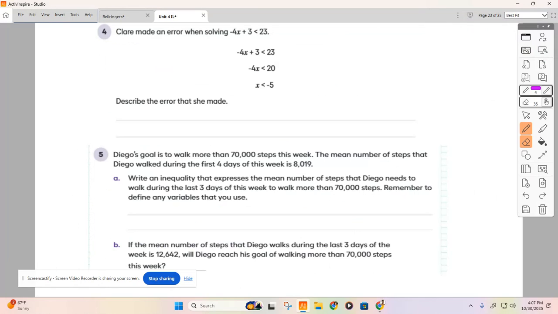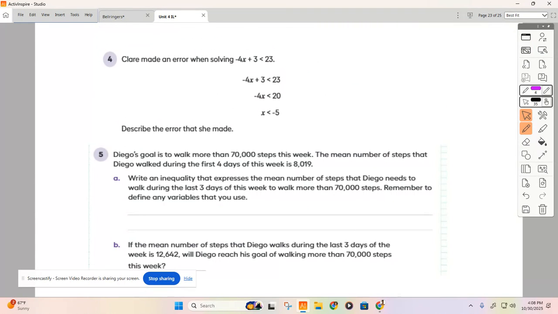I'll close that. All right, number 4. Claire made an error when solving this. Describe the error that she made. So let's look at the steps to solve this inequality.